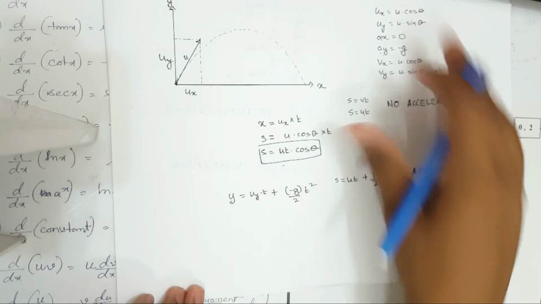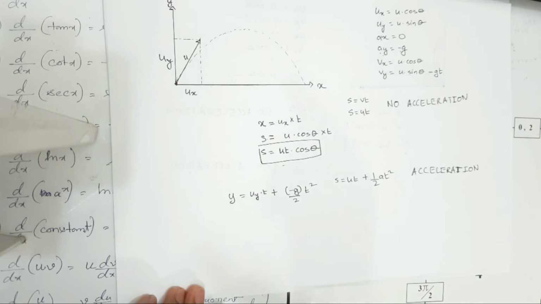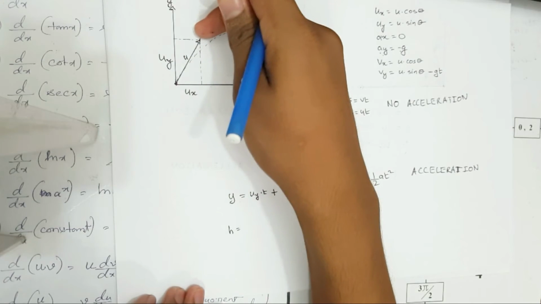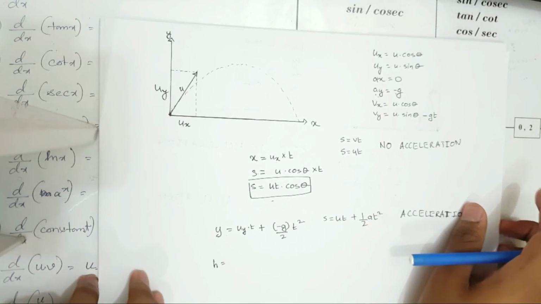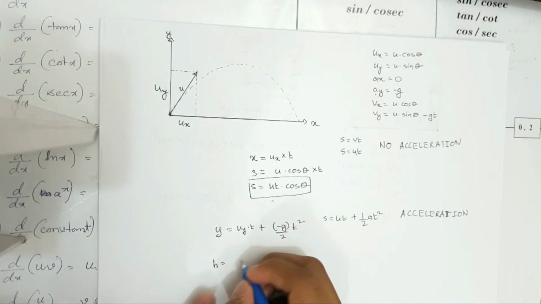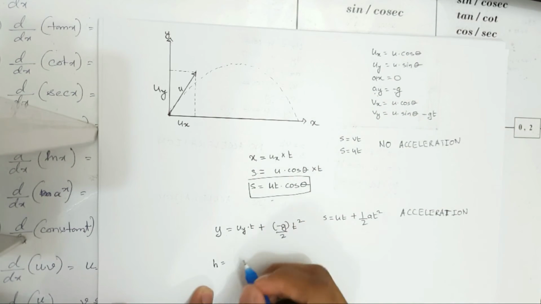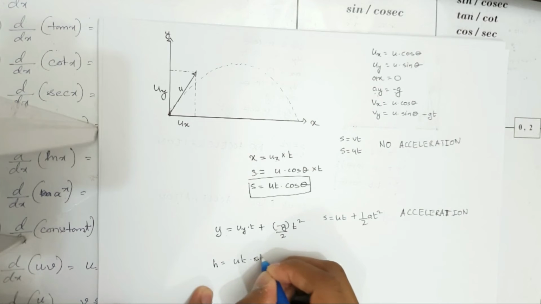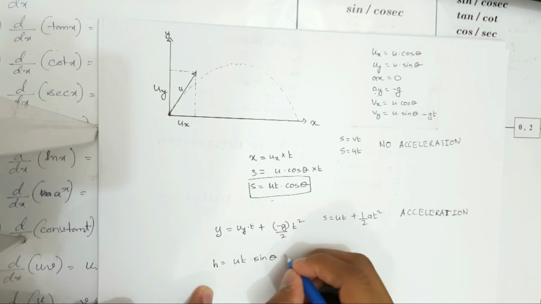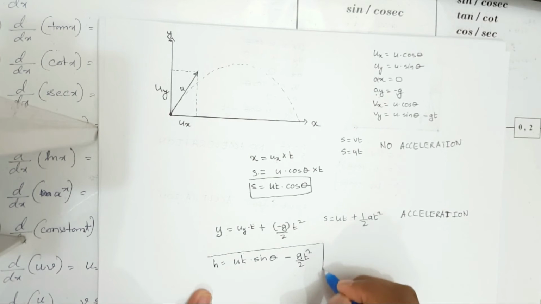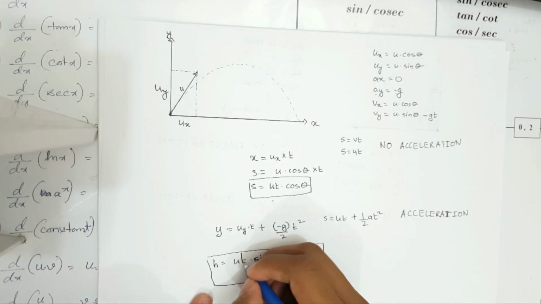Now we expand it or put it into the formula. The one thing I want to mention is that y will change to h, because we're working with height. So h equals uy, which is u sine theta, times time. So ut sine theta, and then minus g by 2 t squared. That is it. These are the two formulas you must memorize, and this is how we got the formula.